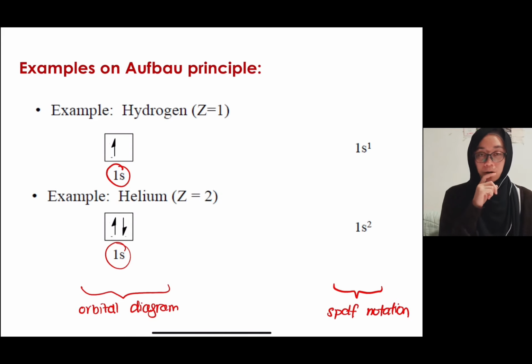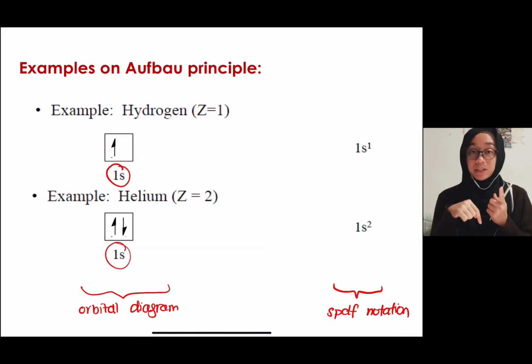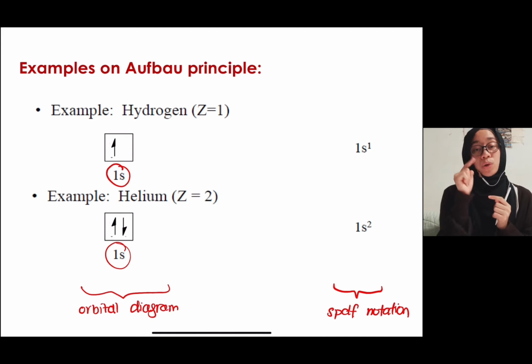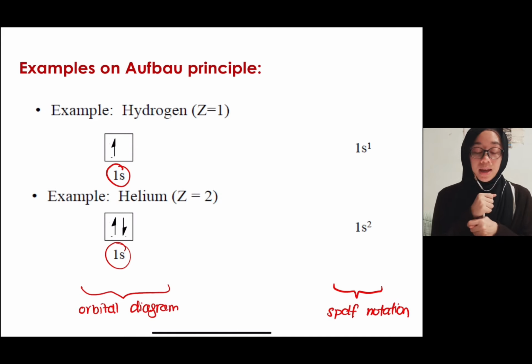Okay, and make sure that when you fill in the electrons into the orbital, they have a different spin. One going upwards, one going downwards, so that those two electrons would not have the same set of quantum numbers, to obey the Pauli exclusion principle.